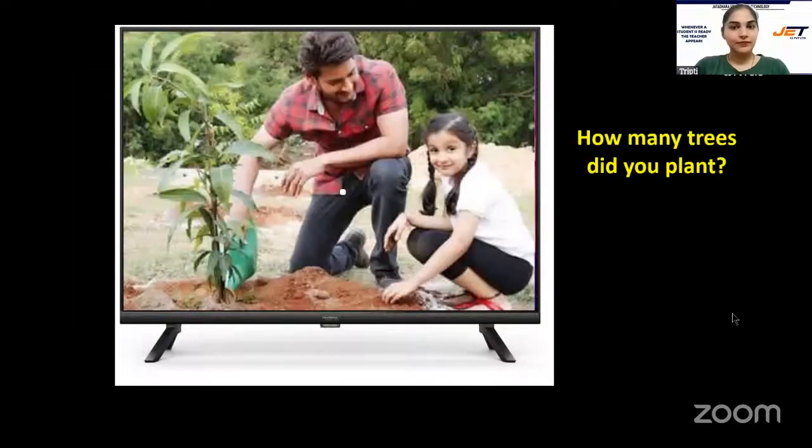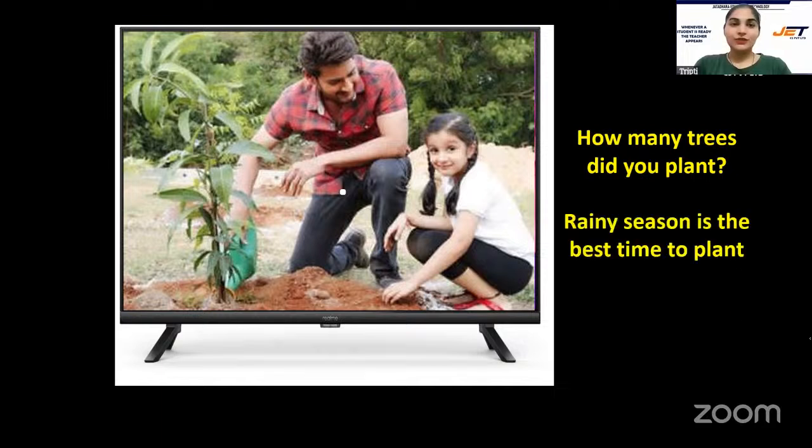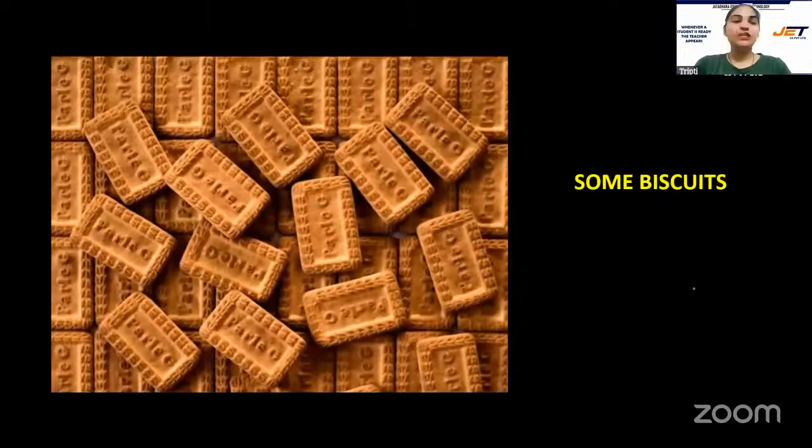Now, how many of you plant trees? And if yes, how many trees did you plant till date? Children, it's a good habit of planting trees because nature cures us. Nature prevents us from anything and everything, right? So we should plant more and more trees, afforestation. Now, here it says rainy season is the best time to plant. Yes, it is. Some biscuits are also in rectangle shape. Cupboard, the almirah.